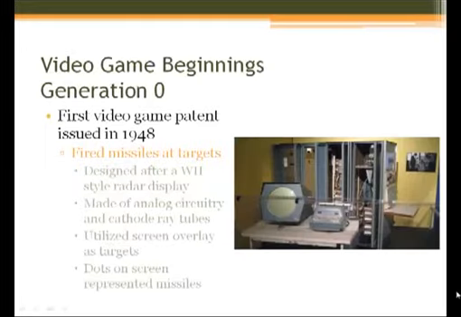Looking at Generation Zero, it contained the very beginning elements of the modern video game industry. We see the first video game patent issued in 1948 for a game that fired missiles at targets. This game was actually designed after a World War II style radar display. It was made of analog circuitry and cathode ray tubes, and it utilized a screen overlay as the targets. Dots on the screen represented missiles, so you would fire the dots towards your screen overlays, which were your targets.